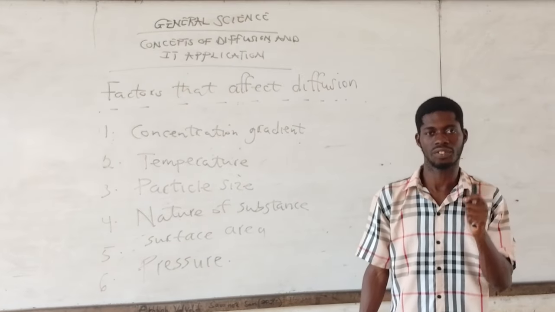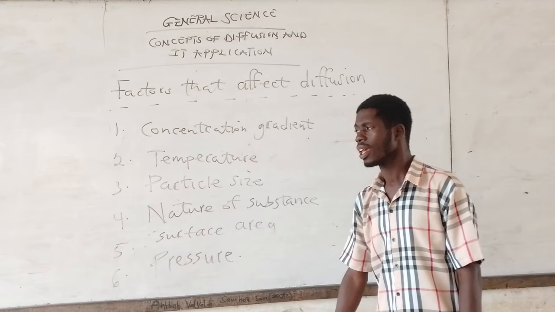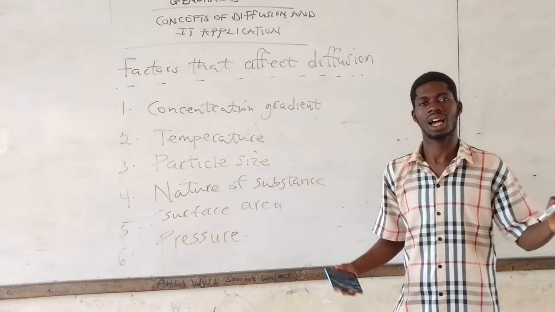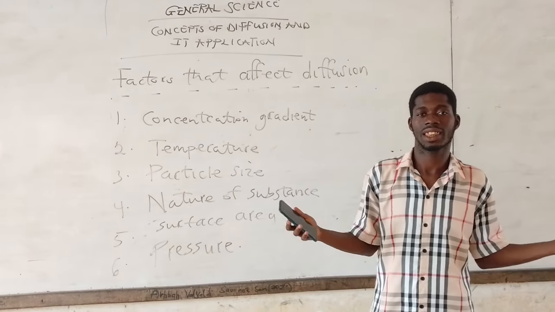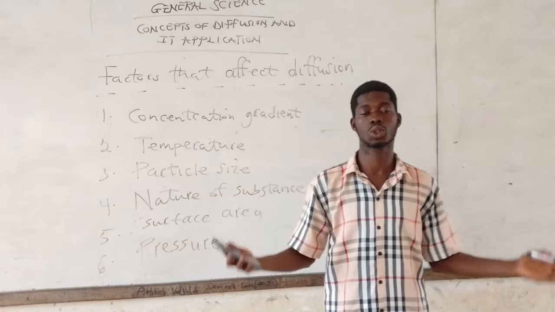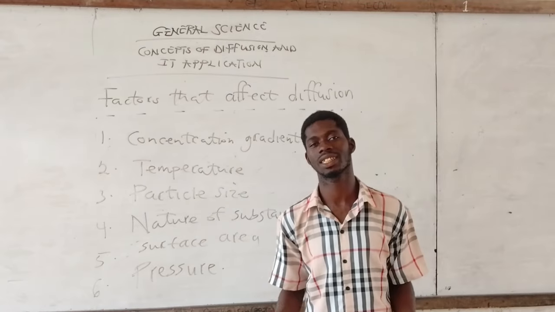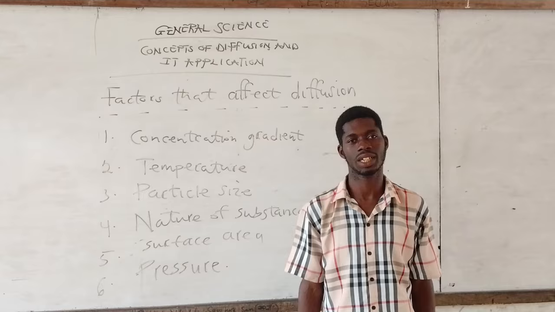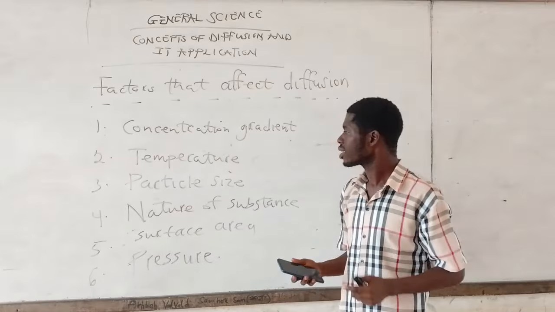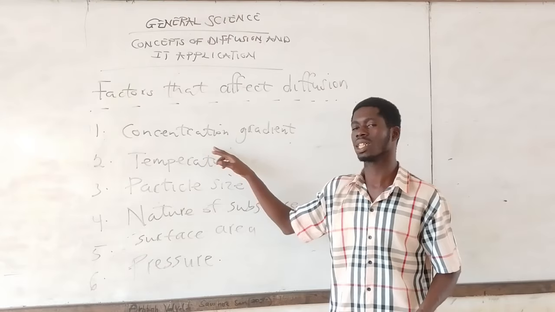Now, our subtopic for today is factors that affect diffusion. What are some of the factors that affect diffusion? Those factors will make diffusion move slowly or faster. So for diffusion to occur, you have some factors that back it up. Okay, so now, the first factor that affects diffusion is concentration gradient.